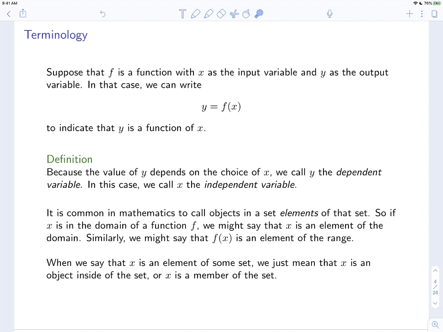It is common in mathematics to call objects in a set elements, as I mentioned already. So if x is in the domain of a function, we might say that x is an element of the domain. And similarly, we might say that f of x is an element of the range. Remember, f of x is y in this case. y is an element of the range. When we say that x is an element of some set, we just mean that it's an object inside of the set or a member of the set, but it's normal to call those elements in mathematics.